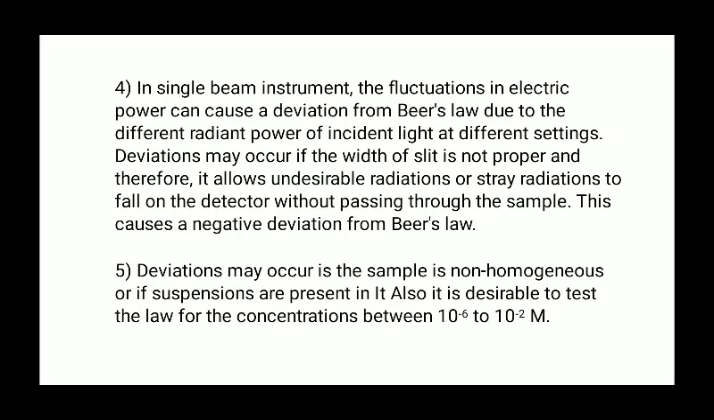Deviation may occur if the sample is non-homogeneous or if suspensions are present in it. Also, it is desirable to test the law in a concentration range between 10 raised to minus 6 to 10 raised to minus 2 molar.